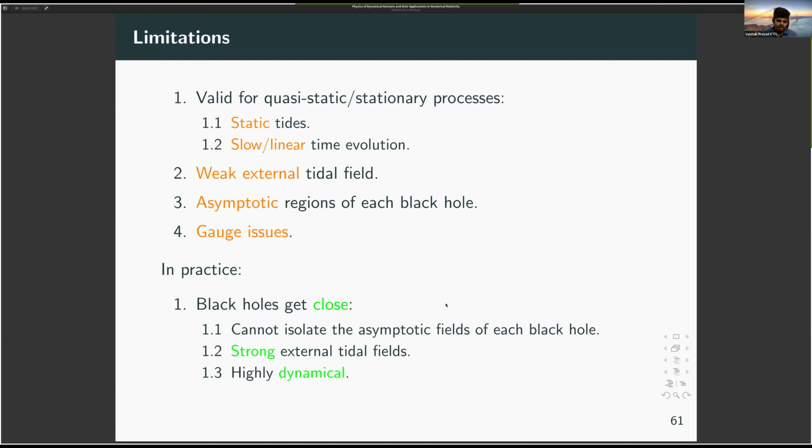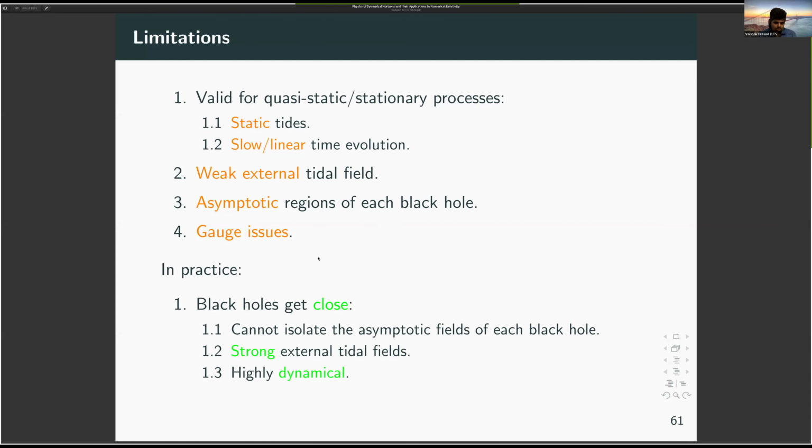In order to do a perturbative study, you need to have access to the asymptotic regions of each black hole. You need to be able to differentiate between the contribution of the gravitational field of the first black hole and the second black hole to the total field at infinity. Such a treatment becomes impossible when the two black holes close in. There are also discussions currently happening on whether the results on the field tidal numbers are gauge invariant and so on. So these are interesting investigations that are happening.